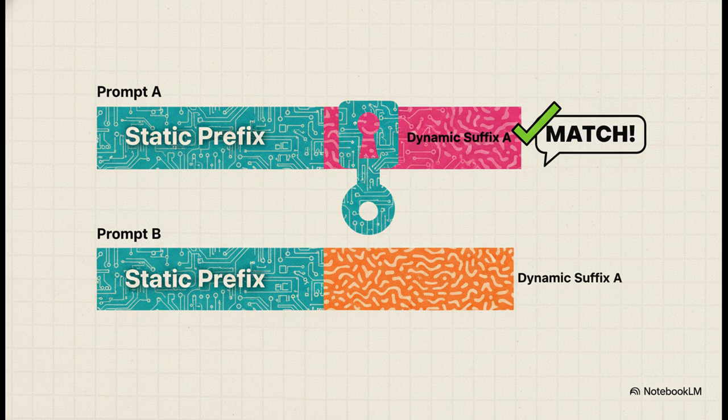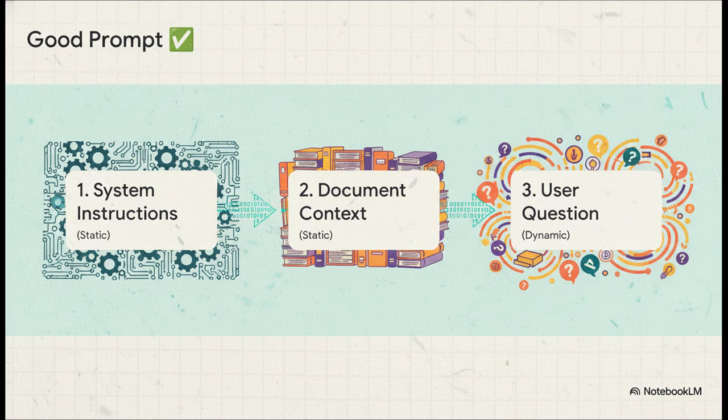Why? Because most caching systems use what's called prefix matching. It's a fancy way of saying the cache only works if it sees the exact same start to a prompt it's seen before. So here's what a good cache-friendly prompt looks like. See? You put your system instructions first, that's static. Then you add your document context, also static. And only at the very end do you put the one thing that changes, the user's question.